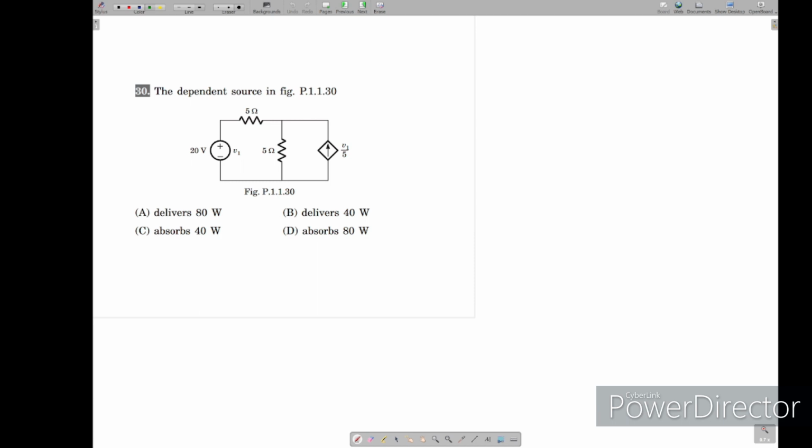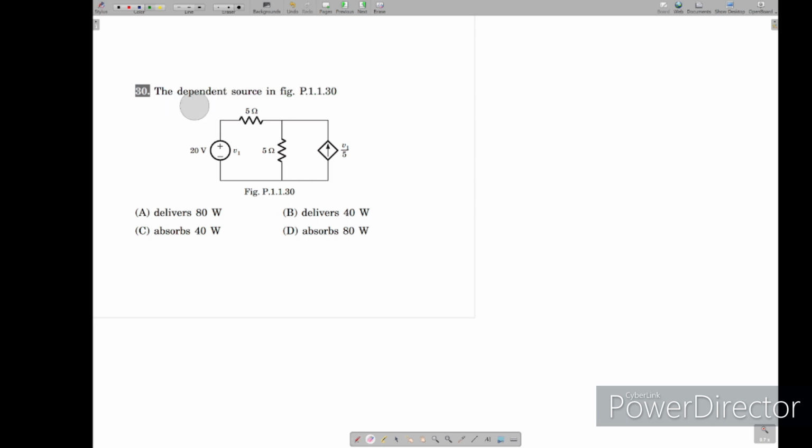This is also the same. As I told you earlier, I told you what is absorbed and what is delivered. In this I will clear all your doubts. So now the dependent source in the figure: it is asking whether the dependent source delivers 80 watts, absorbs 80 watts, delivers 40 watts, or absorbs 40 watts. So we should know the dependent source.